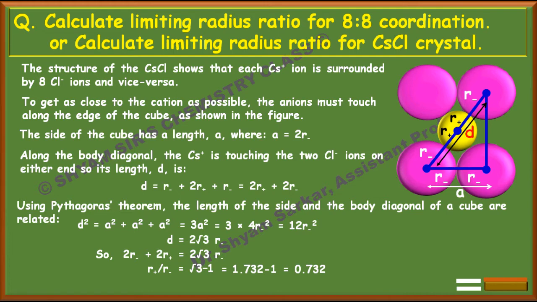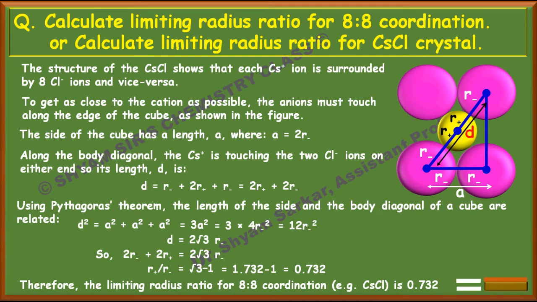In this way you can get the limiting radius ratio value for the cubic system, that is for the cesium chloride system, that is for the 8:8 coordination system, or simply for the 8 coordination system. You will get the limiting radius ratio value as 0.732.